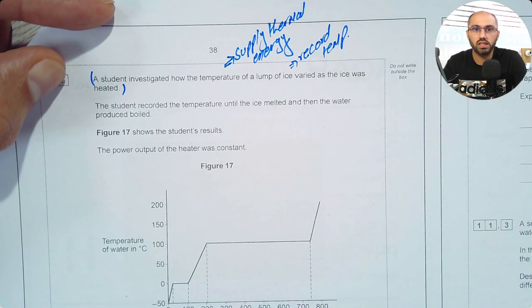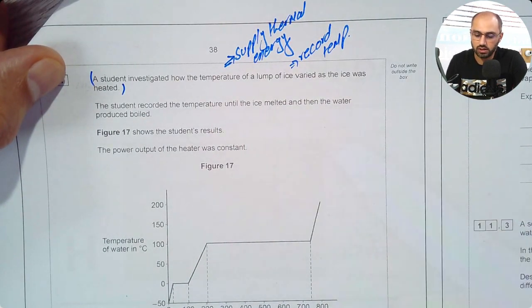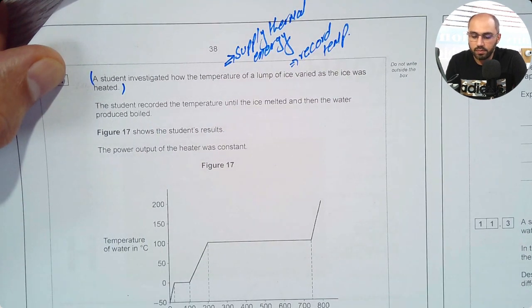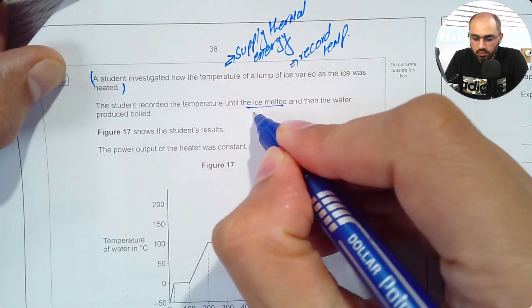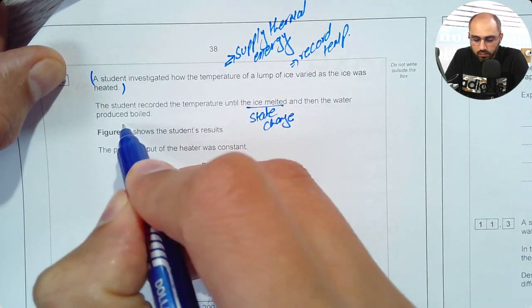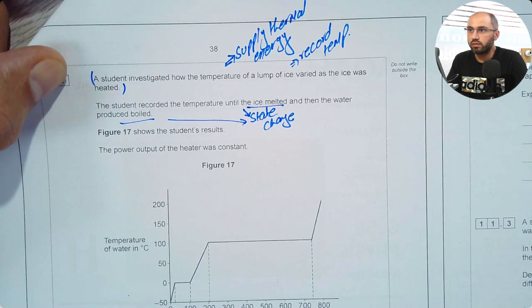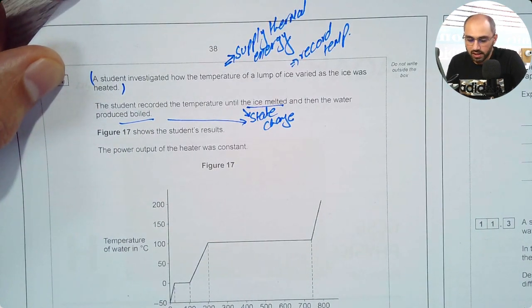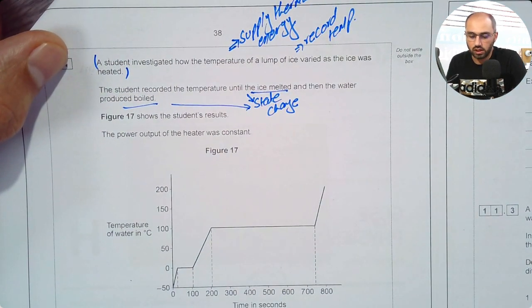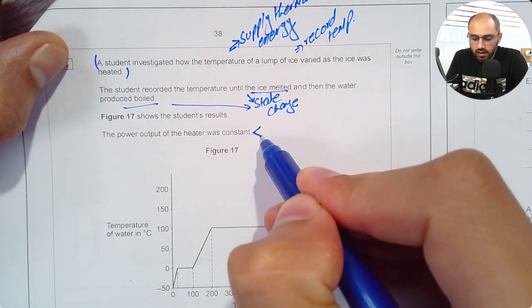Now, throughout this investigation, you will not change the mass of the object, which is ice. It says the student recorded the temperature until the ice melted and then the water produced boiled. Ice melted is my state change. Boiled is again my state change. So both of them involve state changes. It says figure 17 shows the student's results. The power output of the heater was constant. This is again an important statement.